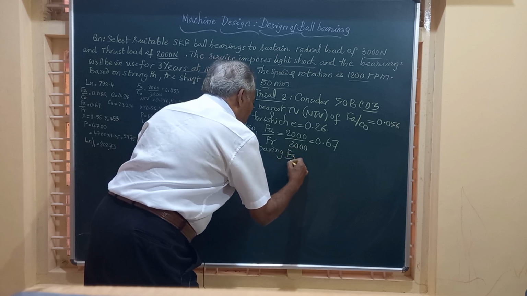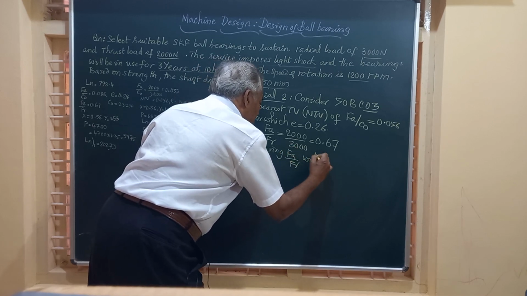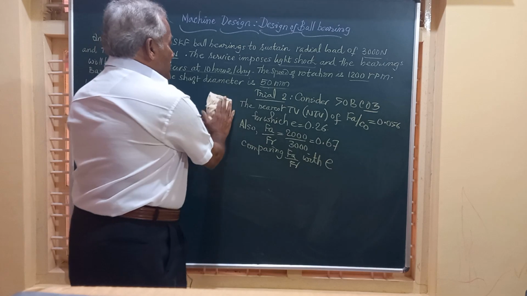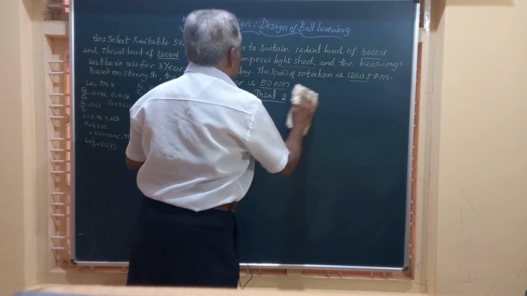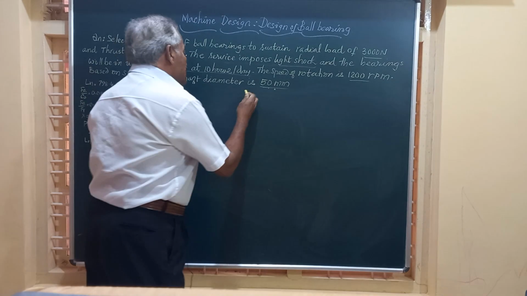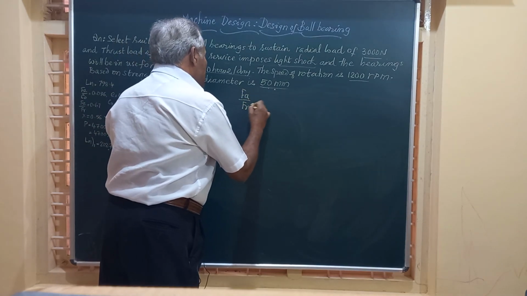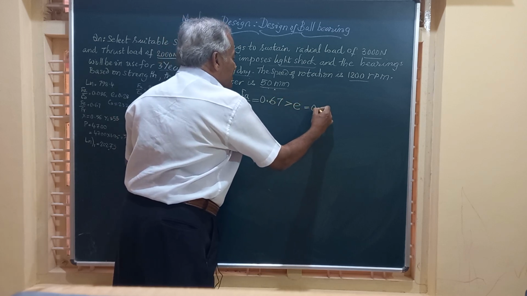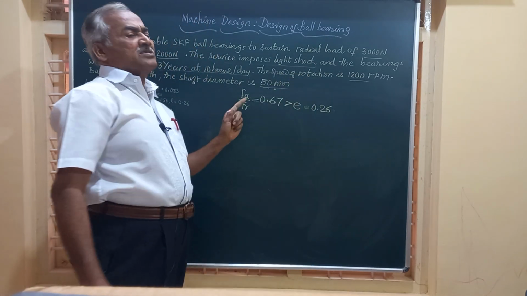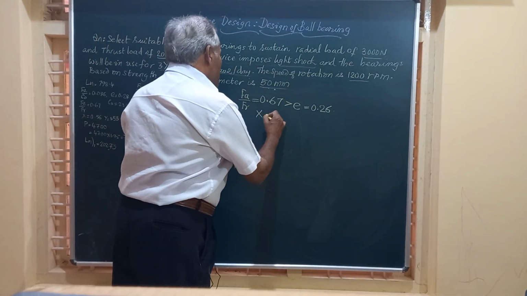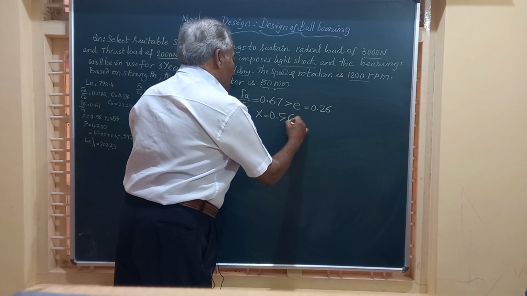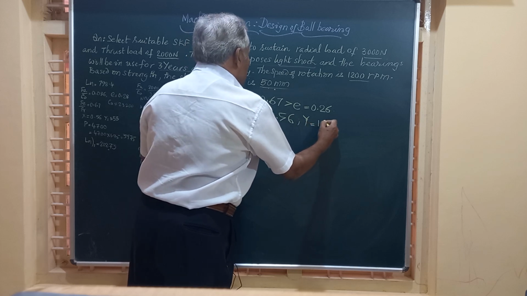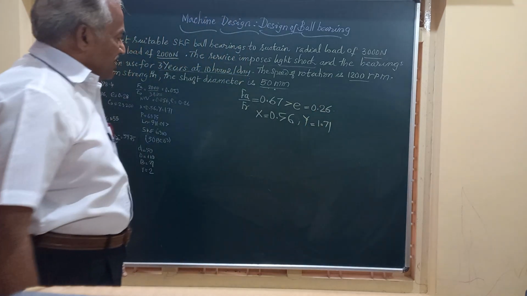Comparing FA over FR with e, we find that FA over FR is 0.67, which is greater than e, which is equal to 0.26. So whenever this ratio is greater than e, the X value will always be 0.56, and the corresponding value of Y adjacent to that column X is Y equal to 1.71.